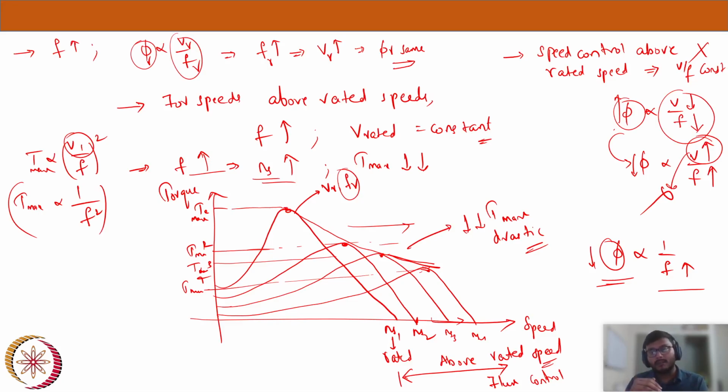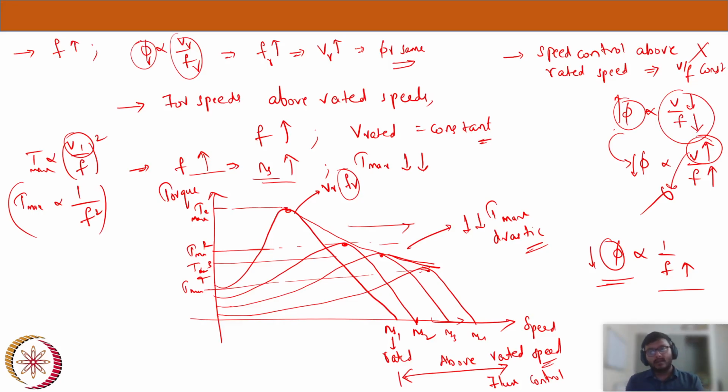If you don't maintain V by F constant and you achieve speed control below rated speed, your flux will go up and your machine might go into saturation. To avoid that, you maintain V by F constant. For above rated speeds, no need to make V by F constant, because if you go beyond the rated voltage, your winding might burn because of insulation problems. So above rated speeds, you just let the flux go down and the frequency go up, and you can get precise control of speeds over rated speed. These are the key points.